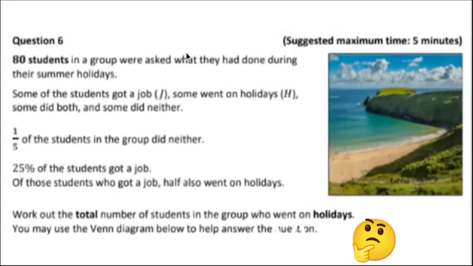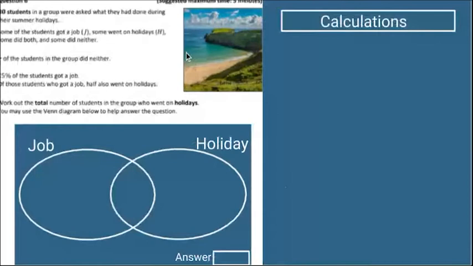All right, so we can see there that 1/5 of the students did neither. Well, that means that they didn't take a job or they didn't go on holidays. So let's work that out. So 1/5 of the 80 is equal to 16 students. So let's place that outside.